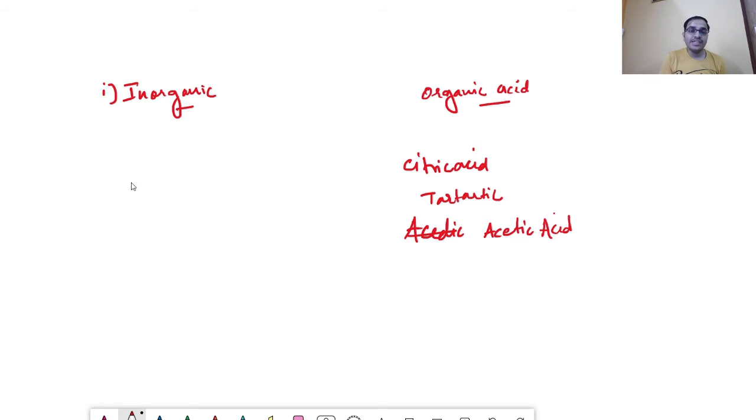Then acids which are present in minerals are known as inorganic acids. Examples would be HCl, HNO3, H2SO4. So these have compounds which have hydrogen and atoms other than carbon.